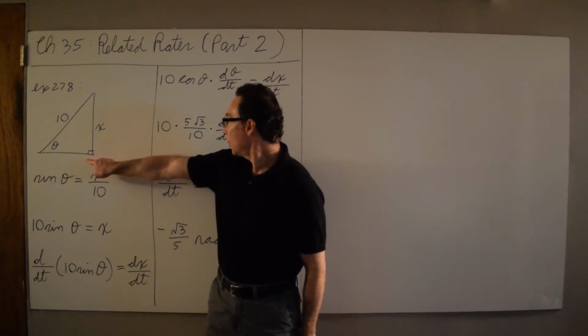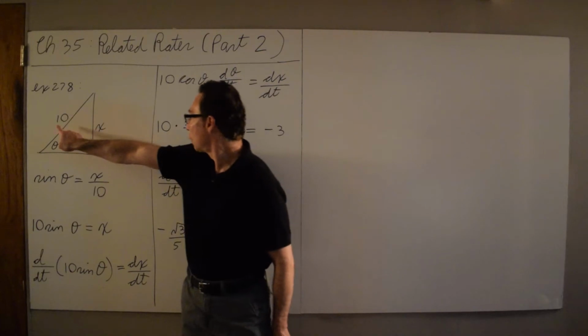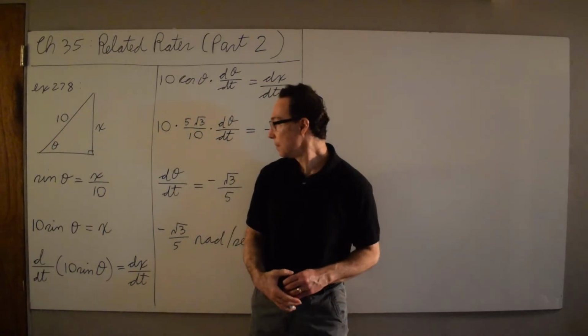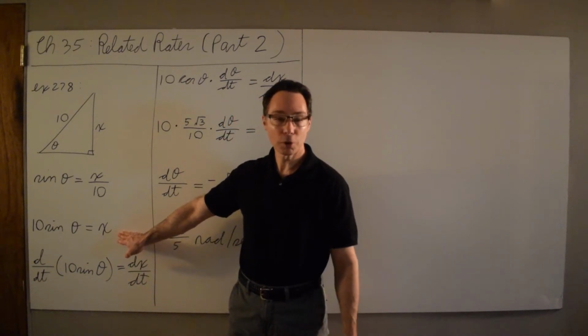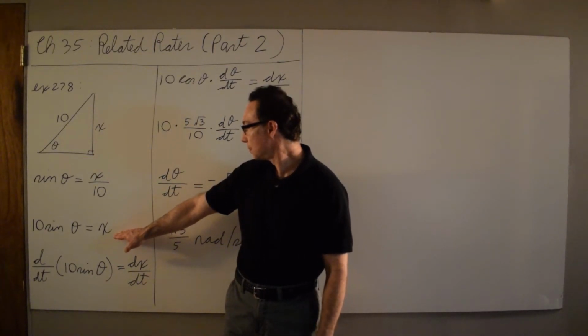So now from our picture, we see that sine of theta is opposite over hypotenuse. So sine of theta is x divided by 10. Just to make the algebra a little bit simpler, I multiplied both sides by 10. This is an optional step. You don't have to do this.